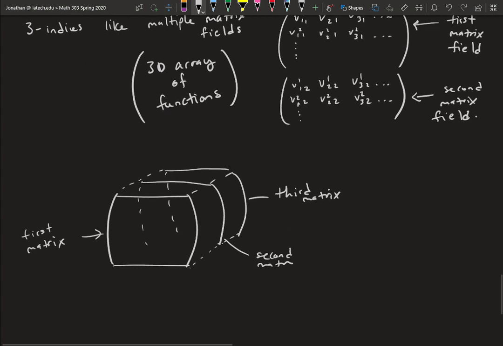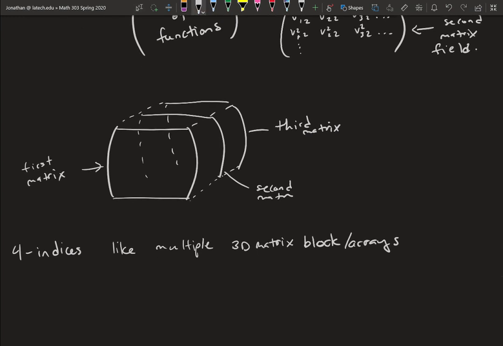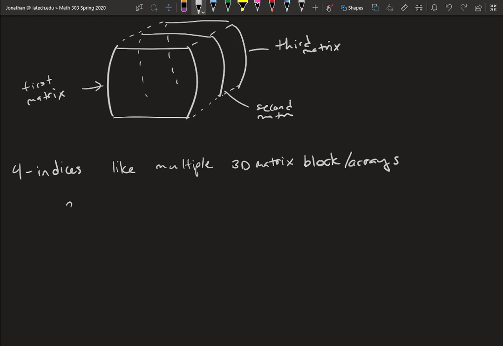If you had 4 indices, that would be like having multiple 3D matrix blocks or arrays. So multiple 3D arrays. Let's say you have A_ijkl. Ij represents the place in the matrix, K represents which matrix, and L represents which block. So this would be, let's say, 2 by 2 by 2.